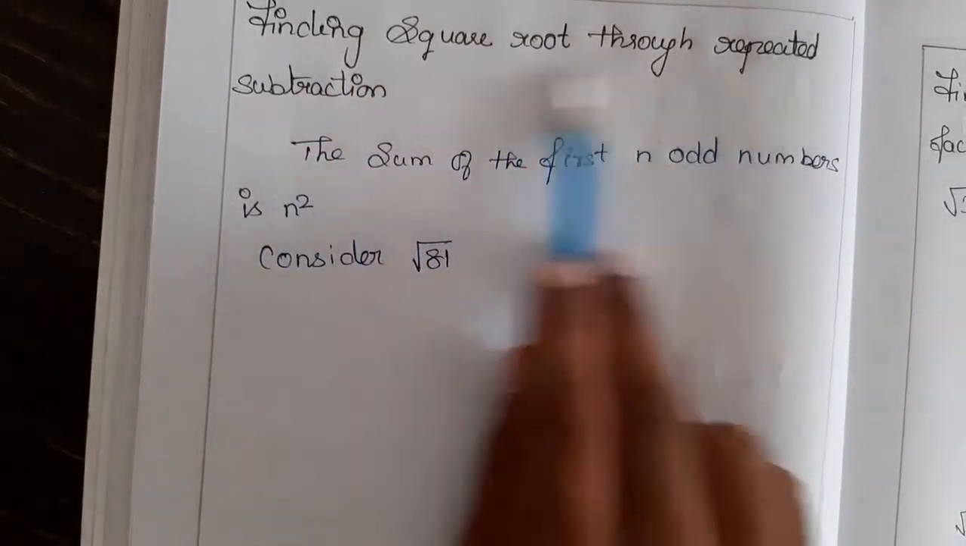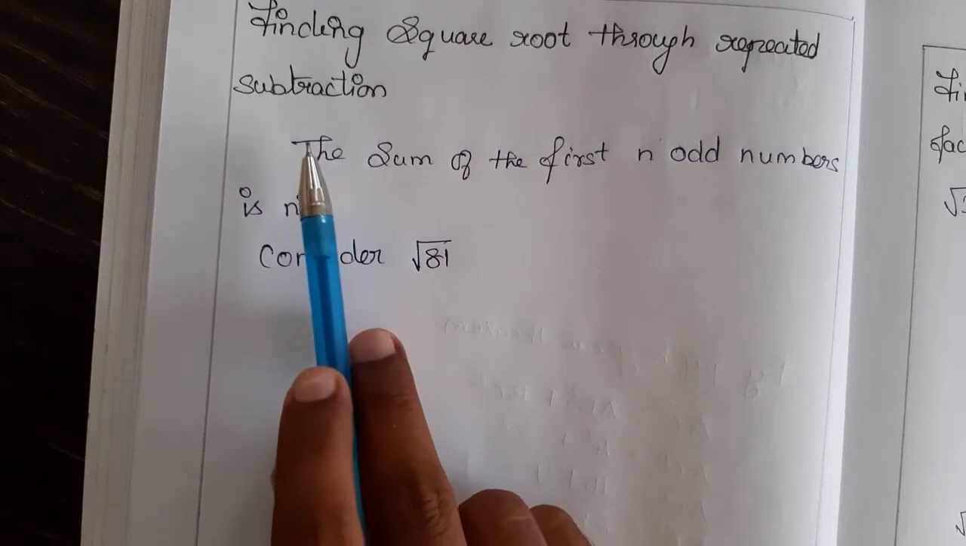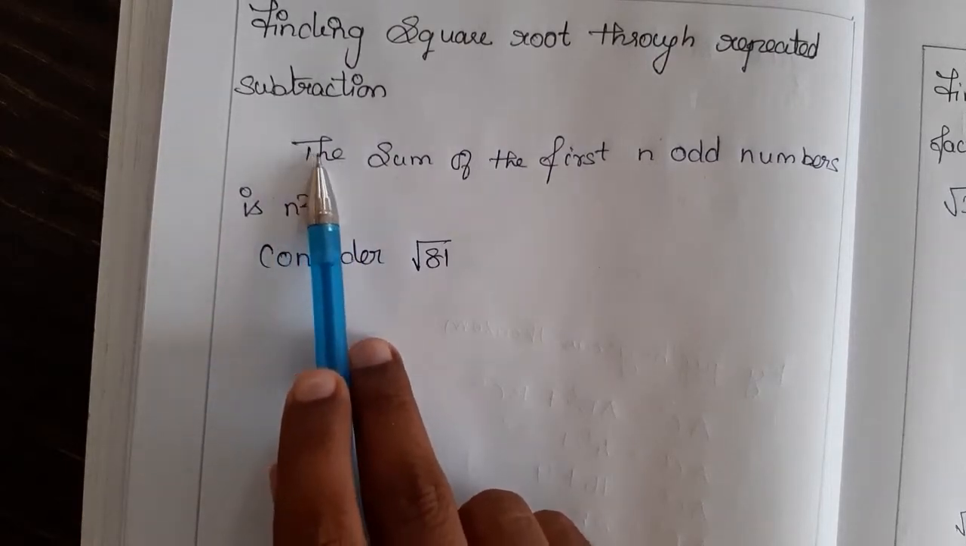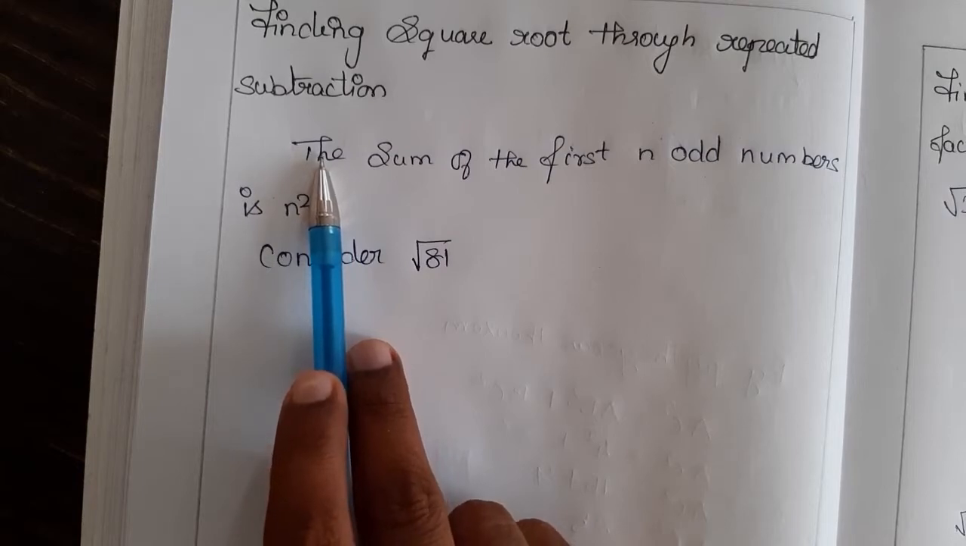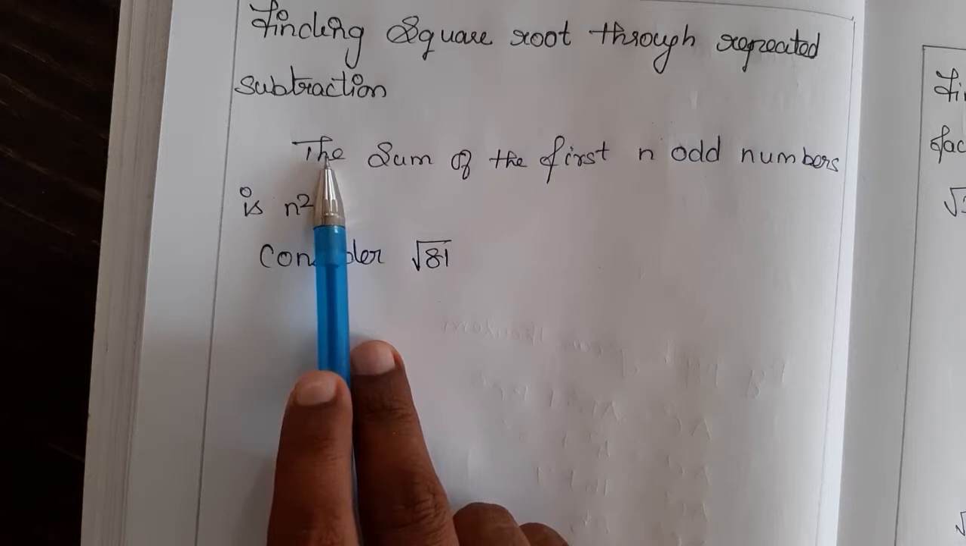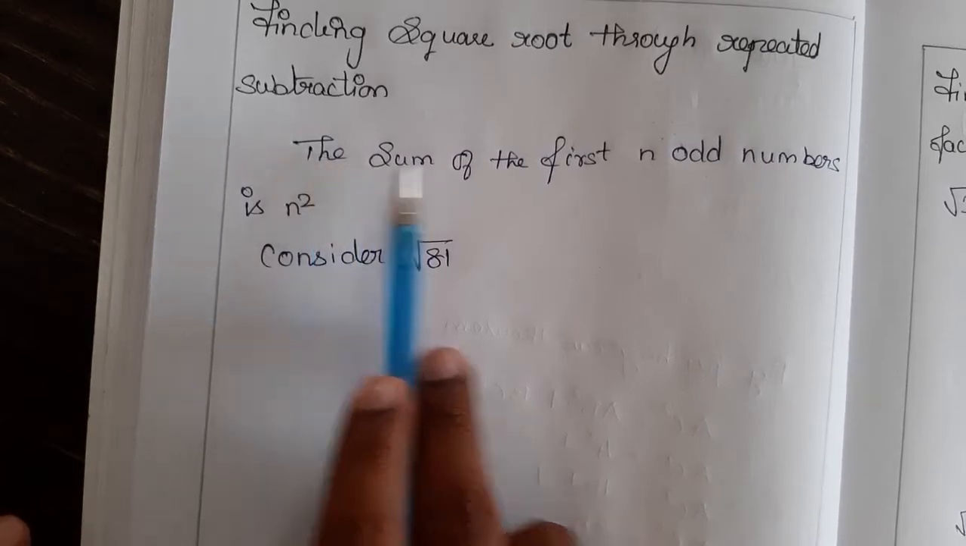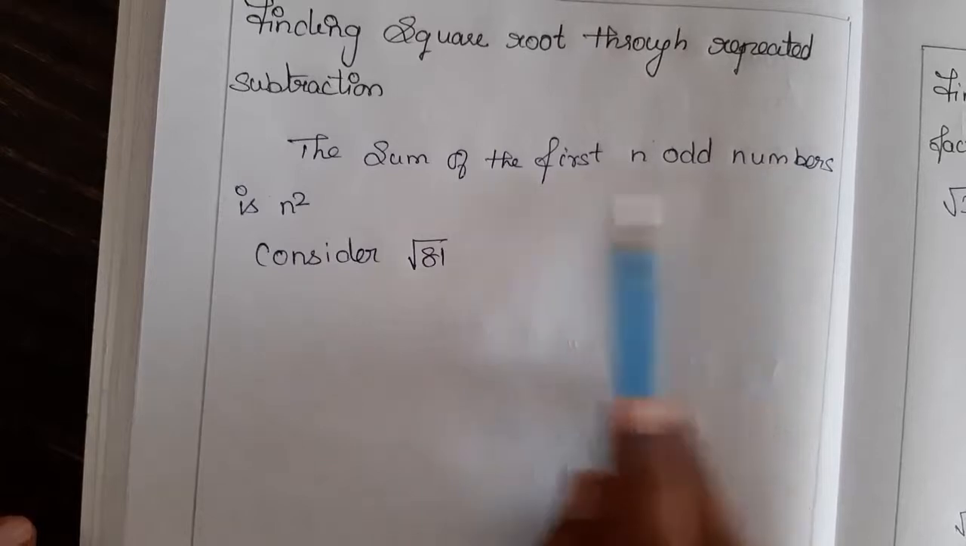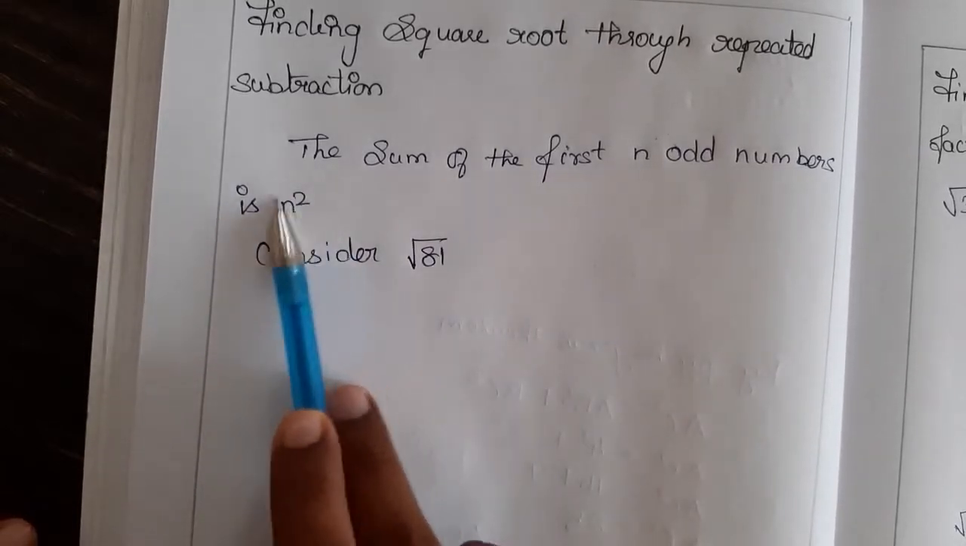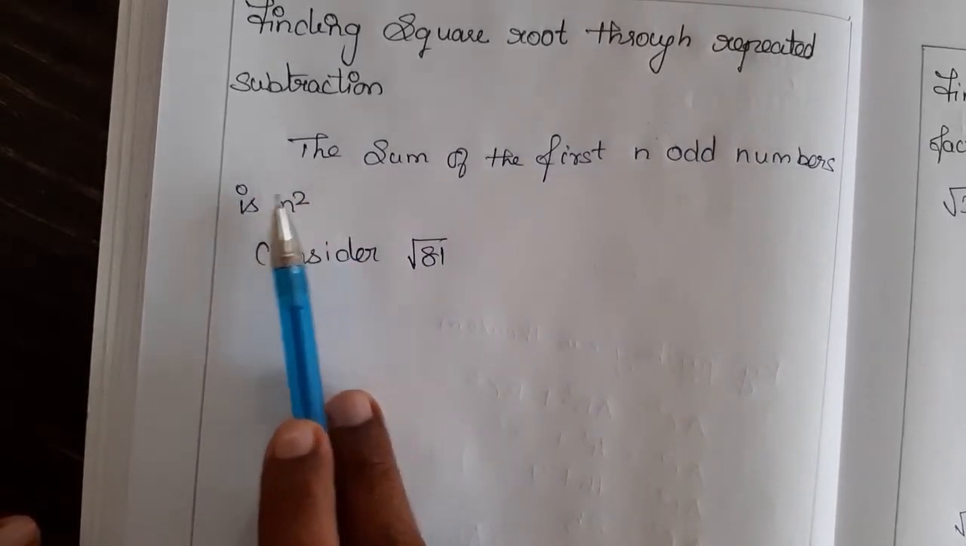So here we are going to find the square root through repeated subtraction. You remember that by repeated addition of the odd numbers, we got square numbers in the previous class. Do you remember, 1 plus 3, the two odd numbers we added, is 4. 1 plus 3 plus 5, the three numbers we added, is 9, that is 3 square. So the sum of the first n odd numbers is n square. We added two numbers 1 plus 3, then 2 square is 4.